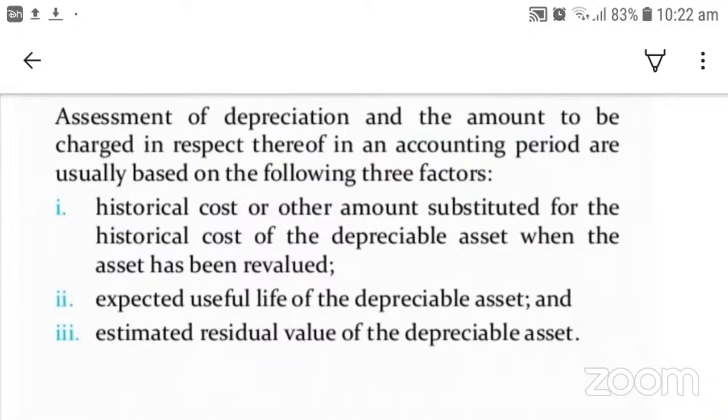Cost of the asset we will find out. For any asset purchase, we will consider any installation charges and any scrap value. We will consider all that to calculate the depreciation. What is the residual value, the scrap value of the asset? We will consider all these aspects to provide depreciation.